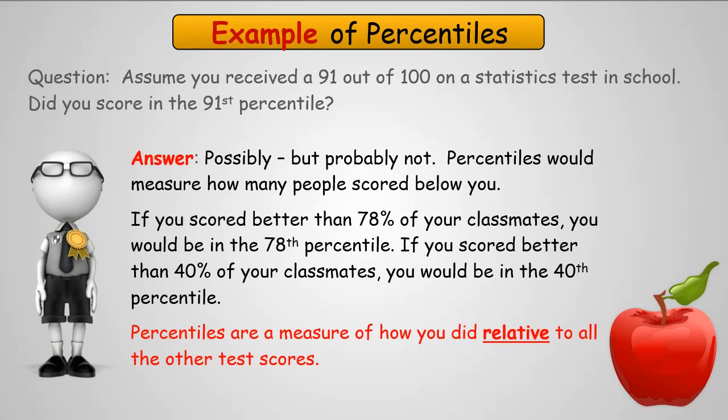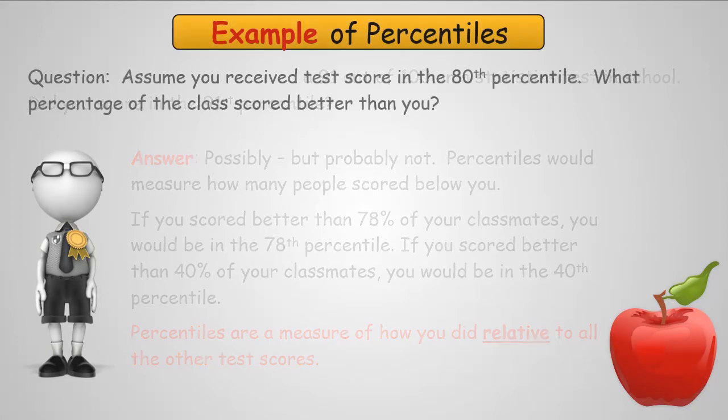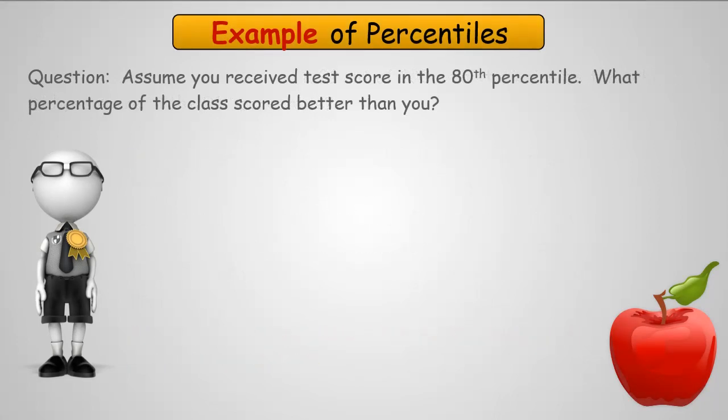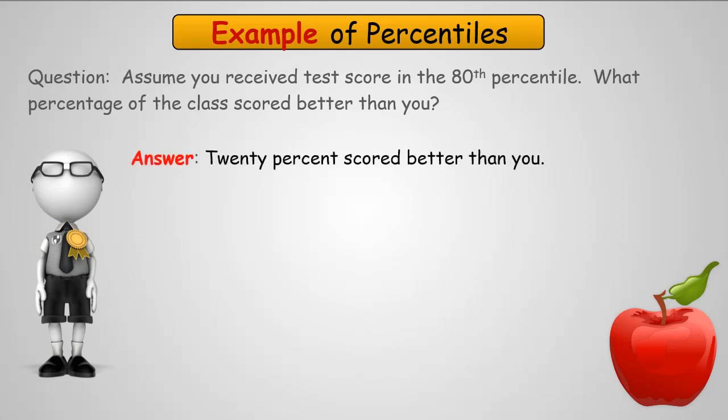Very key, look at the bottom. Percentiles are a measure of how you did relative to all the other test scores. That's what a percentile represents. So now let's try this another way. Assume you received a test score in the 80th percentile. What percentage of the class scored better than you? The answer is 20% scored better than you.